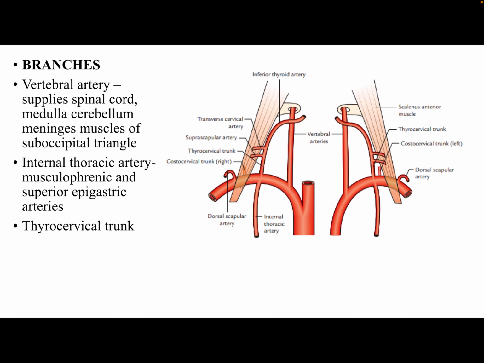The next, the description of the branches. First one is the vertebral artery. The vertebral artery is a long branch arising from the upper aspect of the first part of subclavian artery. It runs upward to enter the foramen transversarium of the sixth cervical vertebra.